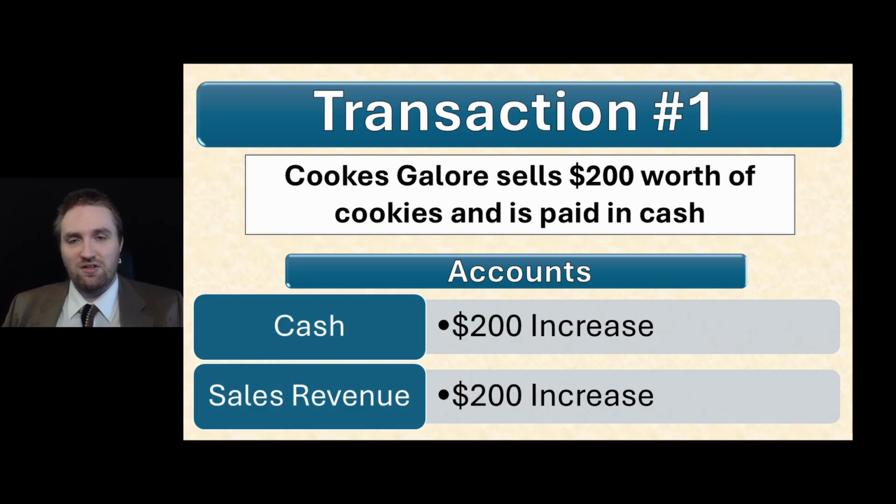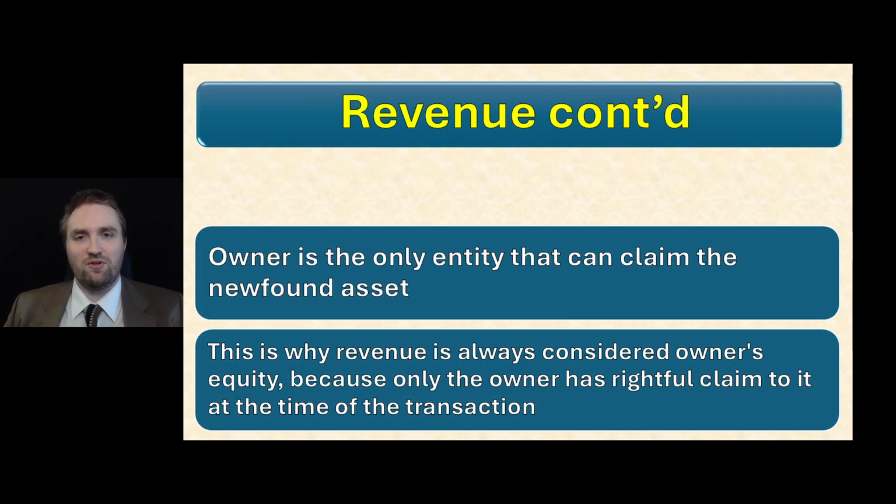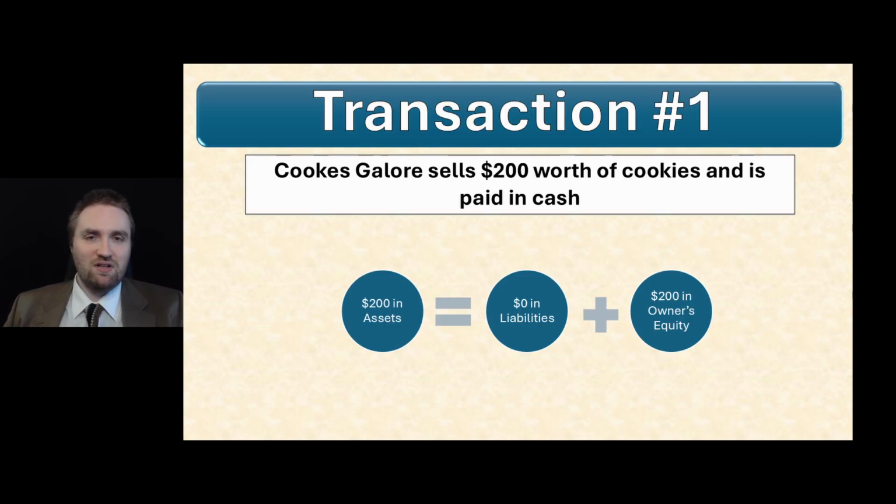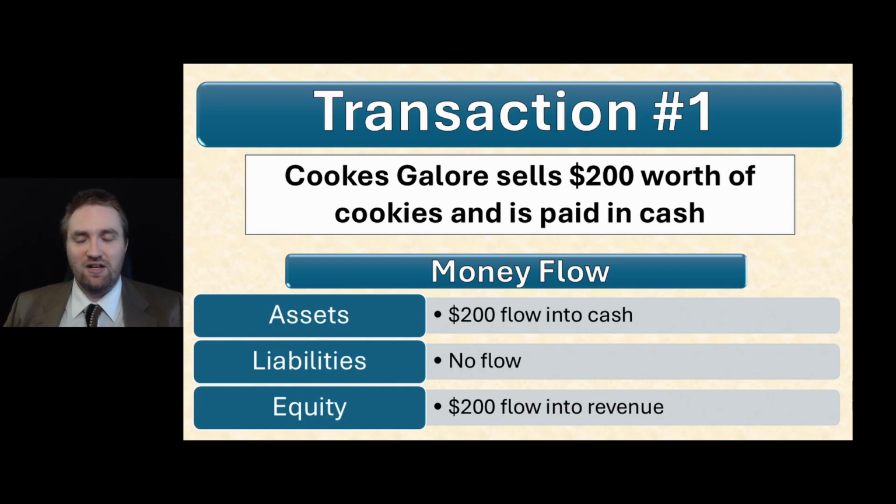And we also figured out there was $200 in earned revenue, and we determined the specific name for that revenue account was sales revenue. And of course, sales revenue and revenue in general is a subcategory of owner's equity, which gives us the final result: $200 in assets equals $0 in liabilities plus $200 in owner's equity. And that breaks down into the accounts: $200 in cash, an asset account, equals $0 in any liability accounts, plus a $200 increase in the sales revenue owner's equity account. We will, of course, go into depth on this in the chart of accounts section later in this video.